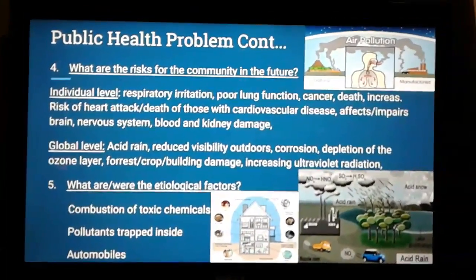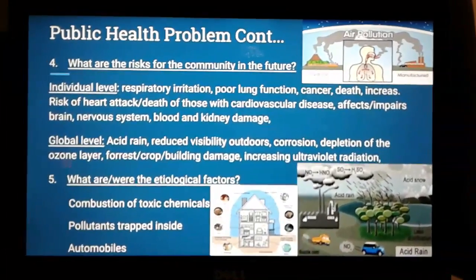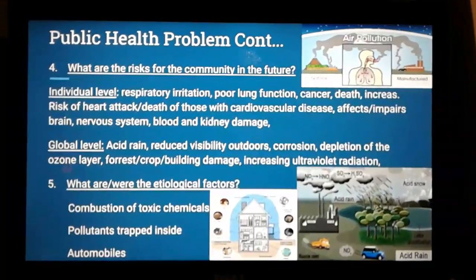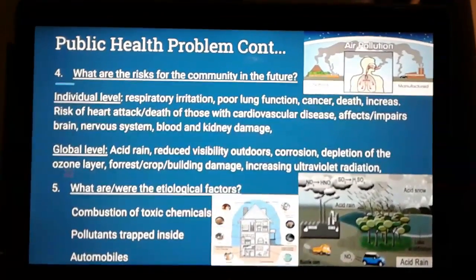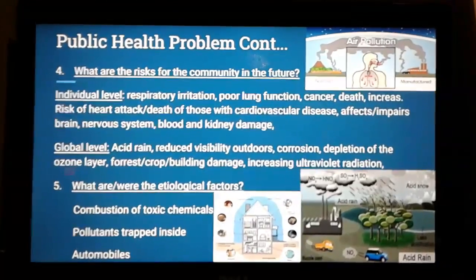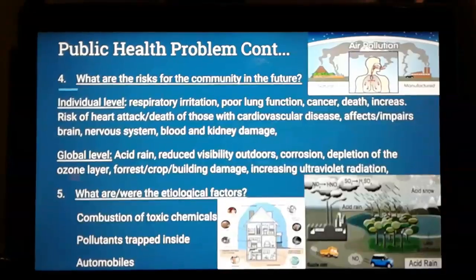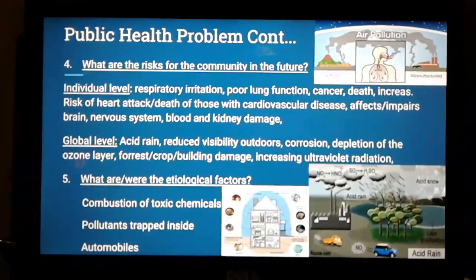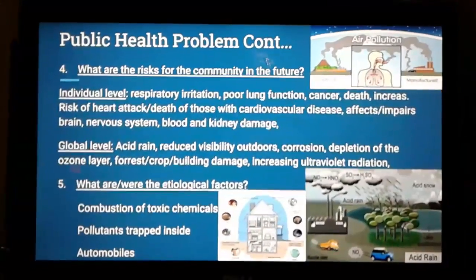What are the risks for the community in the future? On the individual level, like I've mentioned before, poor air quality causes respiratory irritation and poor lung function. It can lead to cancer and death, especially in patients with previous conditions like cardiovascular disease. It increases their risk of heart attacks. Some of the criteria pollutants affect and impair the brain, the nervous system, the blood.